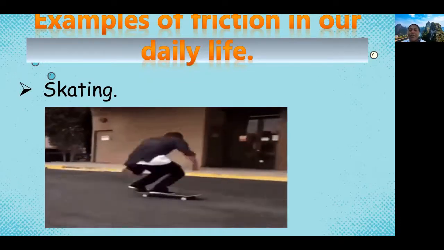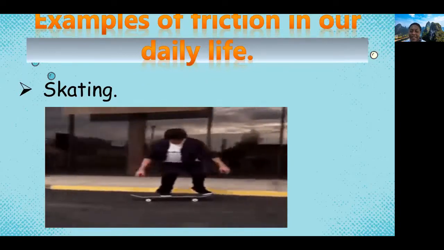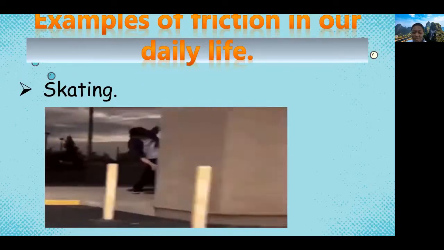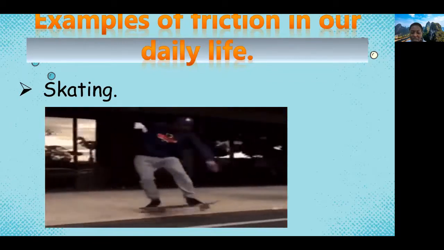Examples of friction in our daily lives. Skating. There is friction between the road and the wheels of this person.